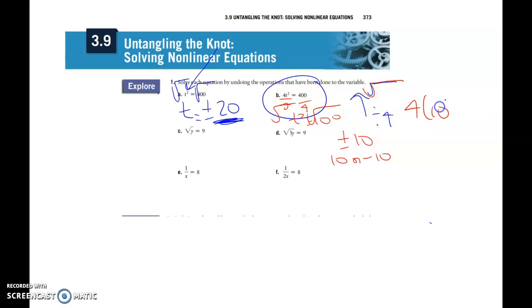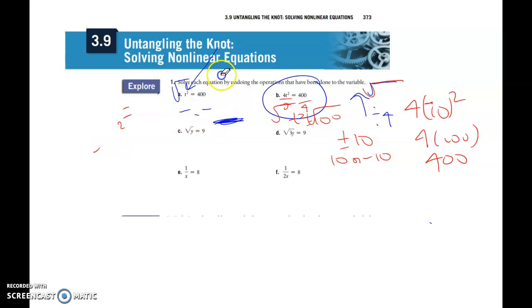4 times 10 squared, 4 times 100, that is 400. And then if I shove in a negative 10, I still get 400, so I'm good. Same thing over here. 20 times 20 is 400. A negative 20 times a negative 20 is 400. So all of those so far, I know that I have done right. All right, I'm going to erase a little bit. Let's look at the next one.